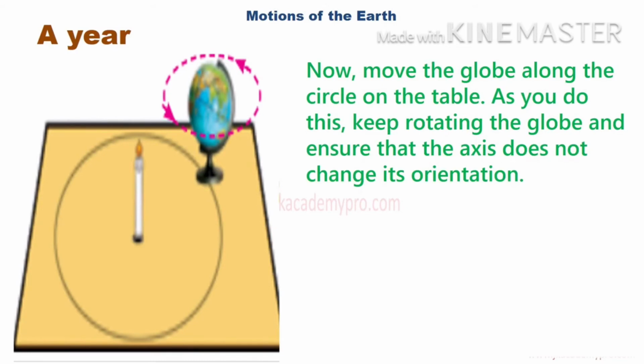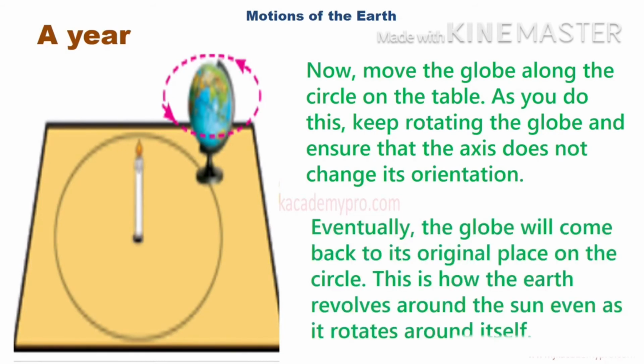Now see the concept of year. Move the globe along the circle on a table. As you do this, keep rotating the globe and ensure that the axis does not change its orientation. You just have to look that the axis is stable. Eventually the globe will come back to its original place on the circle. This is how the earth revolves around the sun even as it rotates around itself.